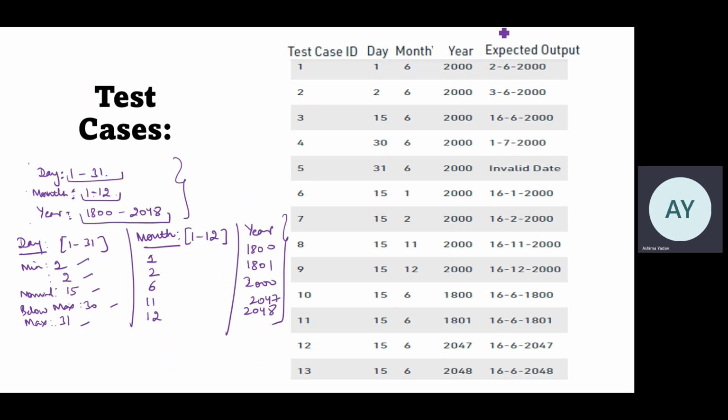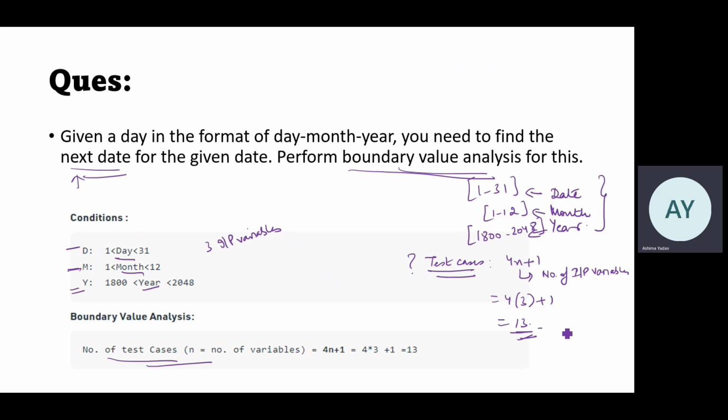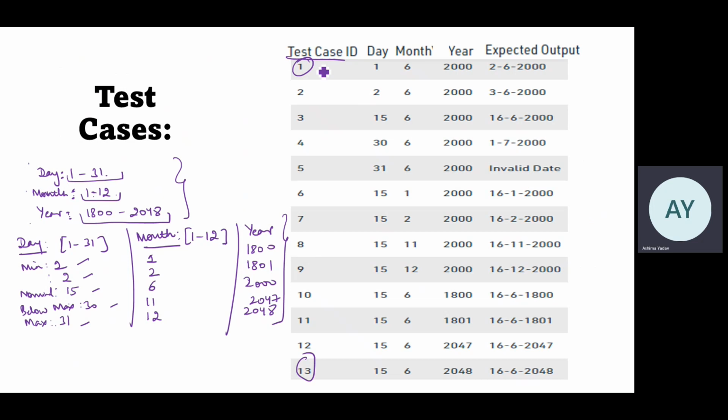What you need to do now is prepare a table having test ID as the first column. Test ID will go from 1 to 13. Why? Because we had 13 test cases, as you can see here. So it goes from 1 to 13. Next will be day. So day value can be 1, 2, 15, 30 and 31, as we have already seen. So they are written here.